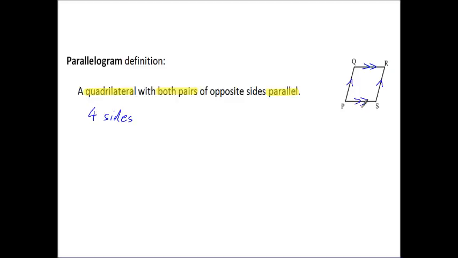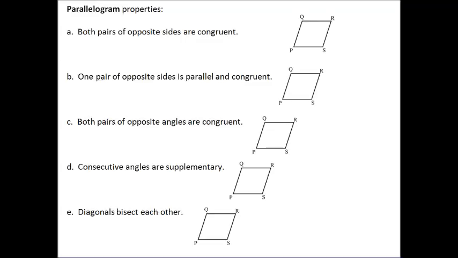And if we have a parallelogram, we have a number of properties that come from that. The first property is that both pairs of opposite sides also are congruent. Not only are they parallel, this side also has to be congruent to this side, and this side has to be congruent to this one.